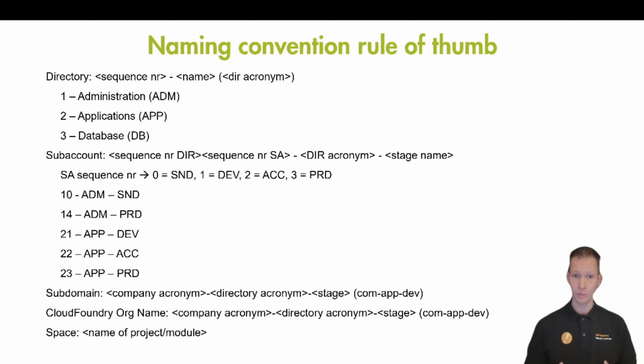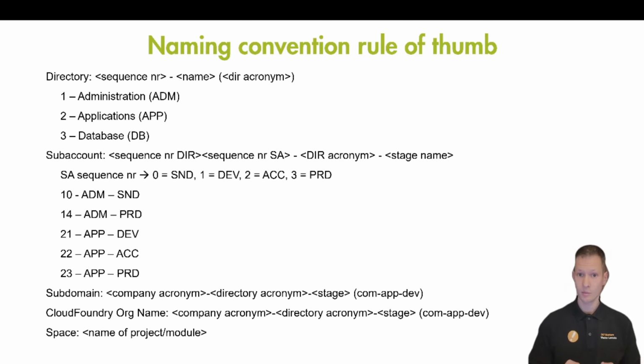Now, for subdomains, we apply the same naming convention without the sequence number, because the subdomain will be used in the URL of your browser, and we don't like to have sequence numbers in the URL, so that's why we remove it. But still, you have the directory acronym, so we know which directory it is based on the URL. We also know the subaccount, because we also have the acronym of the subaccount in it. So we basically know everything.